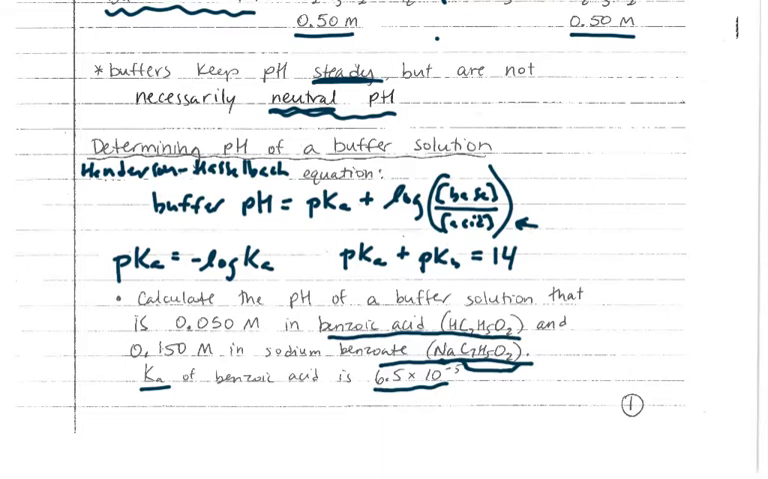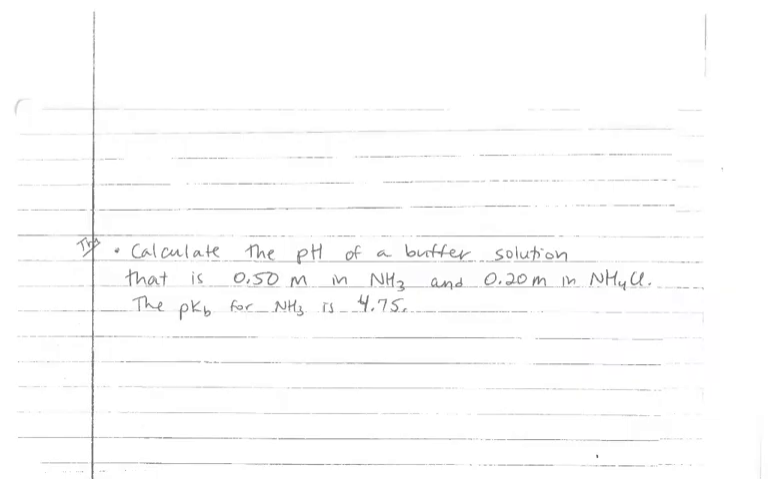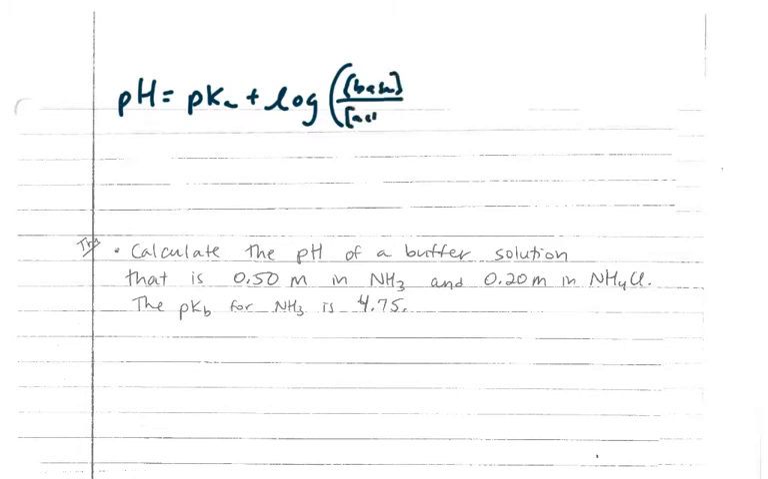I didn't leave room on this page, so we're going to the next page for the work on this problem. We're using the Henderson-Hasselbalch equation, which, as a reminder, is pH equals pKa plus the log of the concentration of the base over the concentration of the acid. You don't have to memorize this equation, but you do have to be able to use it correctly.